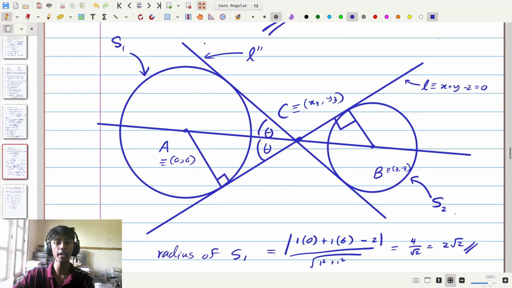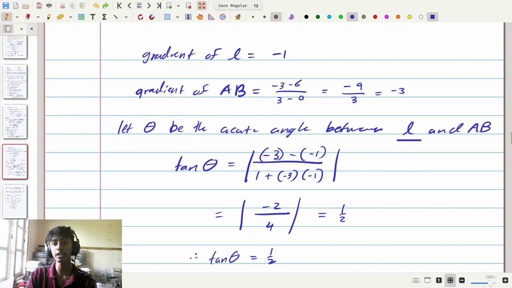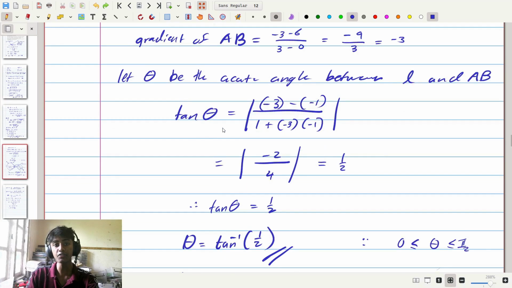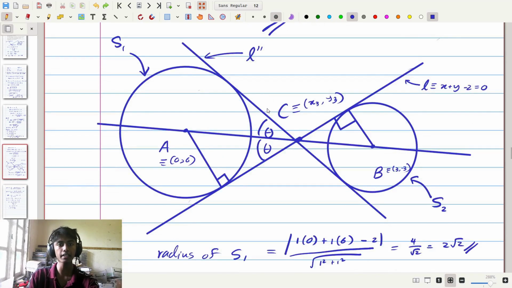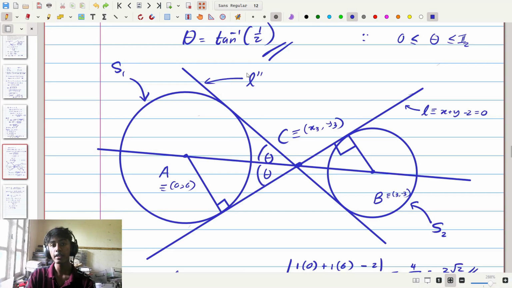For the two lines L double dash and AB, we can apply the same formula that we previously applied for the lines L and AB. The tangent of the angle between the two lines is equal to the modulus of m1 minus m2 divided by 1 plus m1 m2, where m1 and m2 are the gradients of the two lines we're interested in. In this case, all we need to do is assign a symbol to the gradient of L double dash and then apply the formula in order to find it.